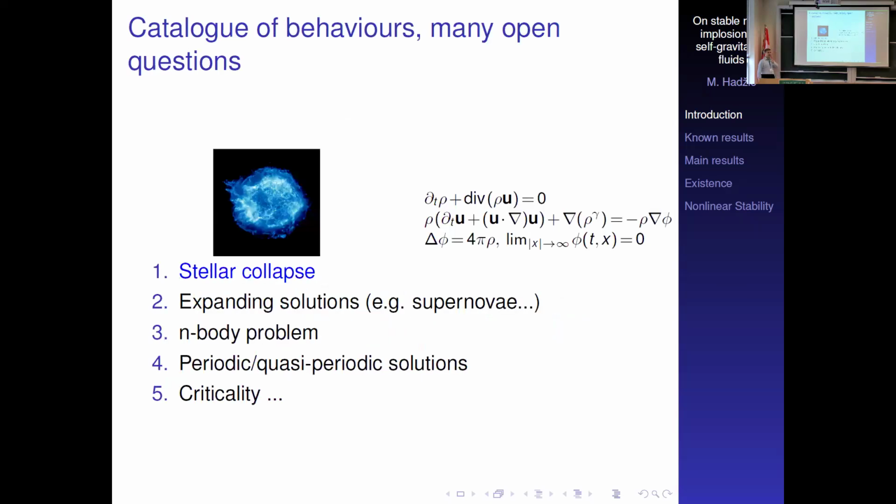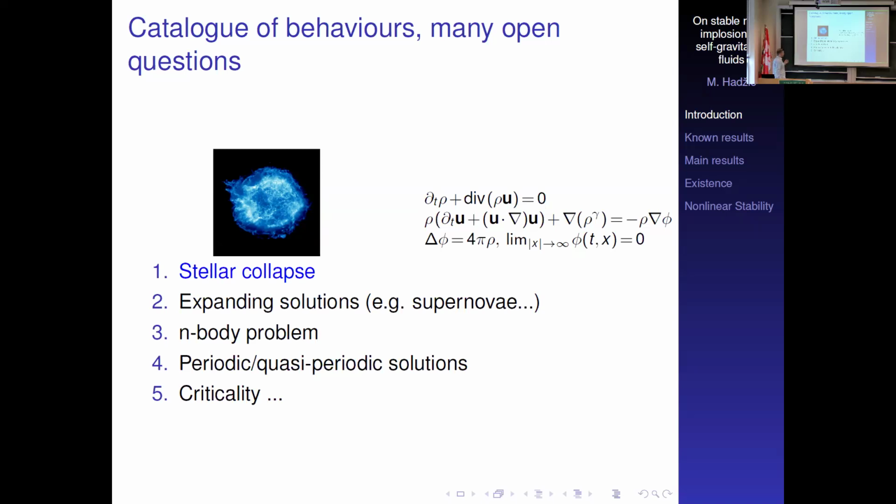Before I tell you what I actually am going to talk about, which is this first bullet point here, stellar collapse, let me tell you about other things that one might want to talk about. The types of dynamical questions that you can ask in this setting are numerous. For example, you can entertain structures that expand. This leads to some notion of dispersion, and physically might be related to something like supernova explosions.